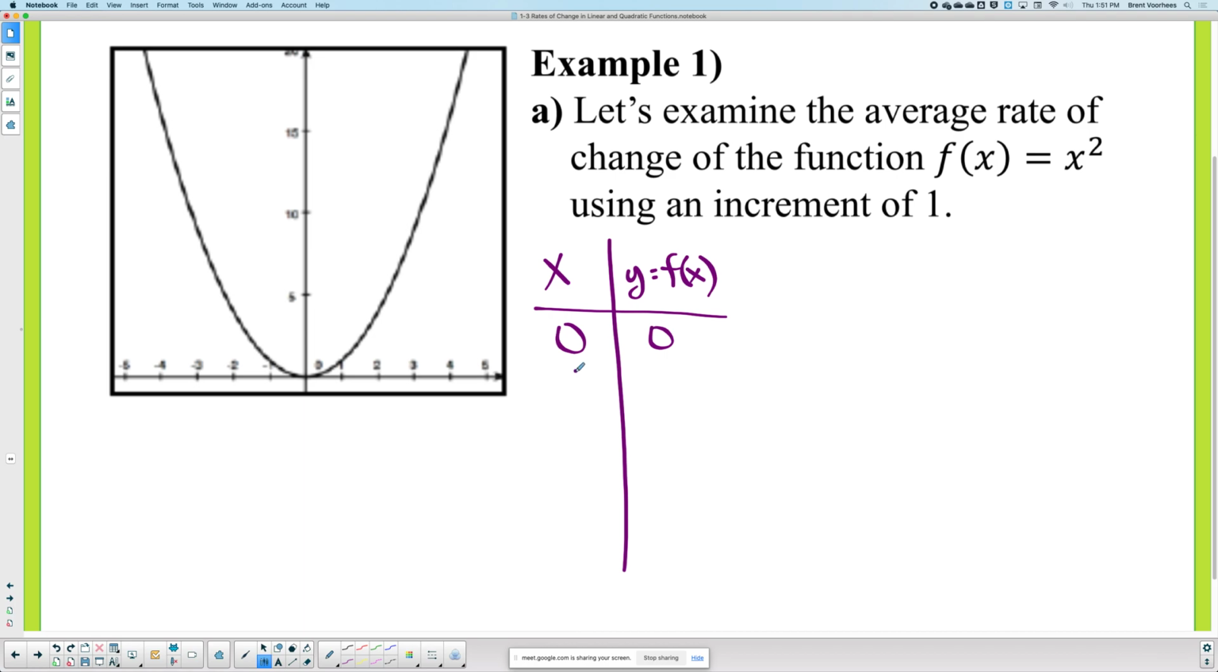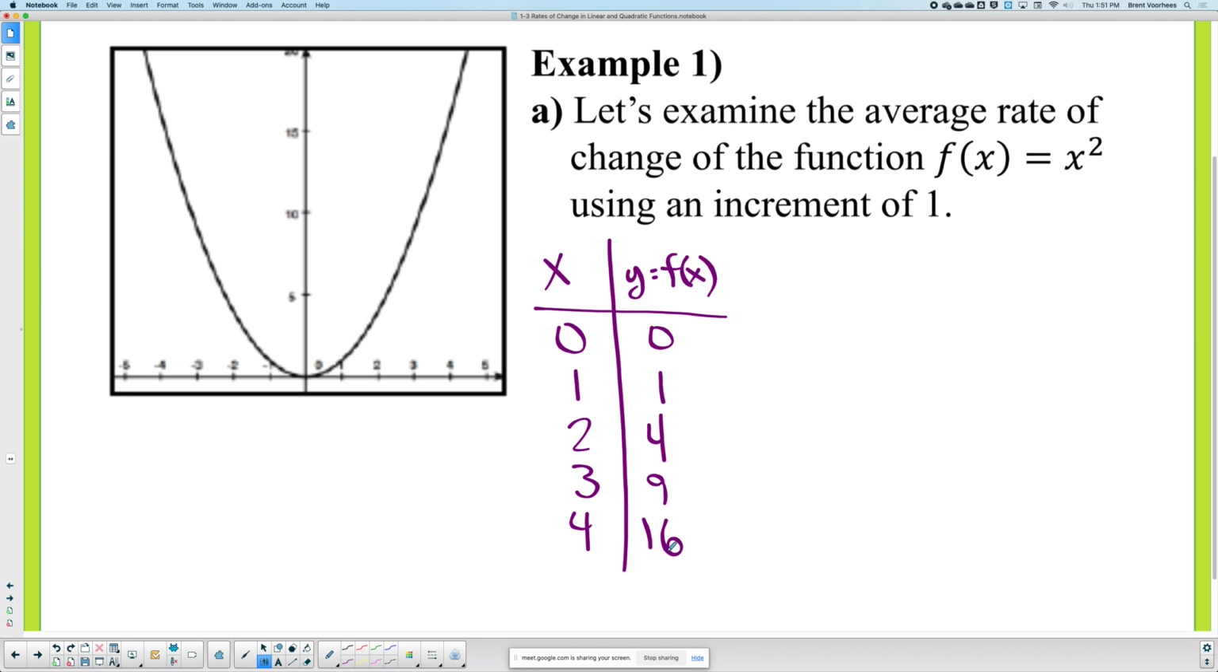And now we're going to plug in a 1. So f of 1 would be 1 squared. 1. F of 2 would be 2 squared. 4. F of 3 would be 3 squared. 9, and we'll do one more. F of 4 would be 4 squared, 16.